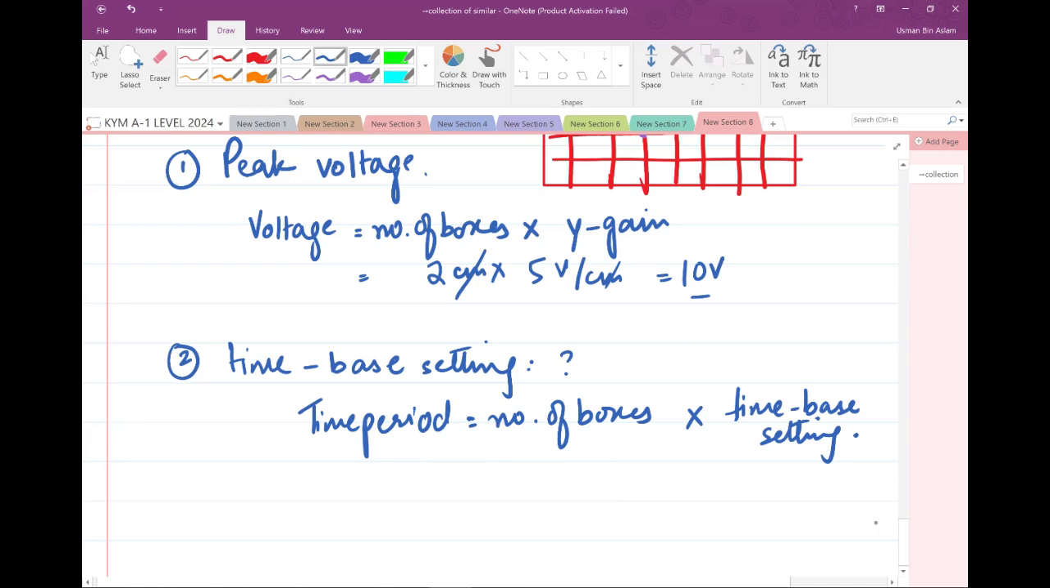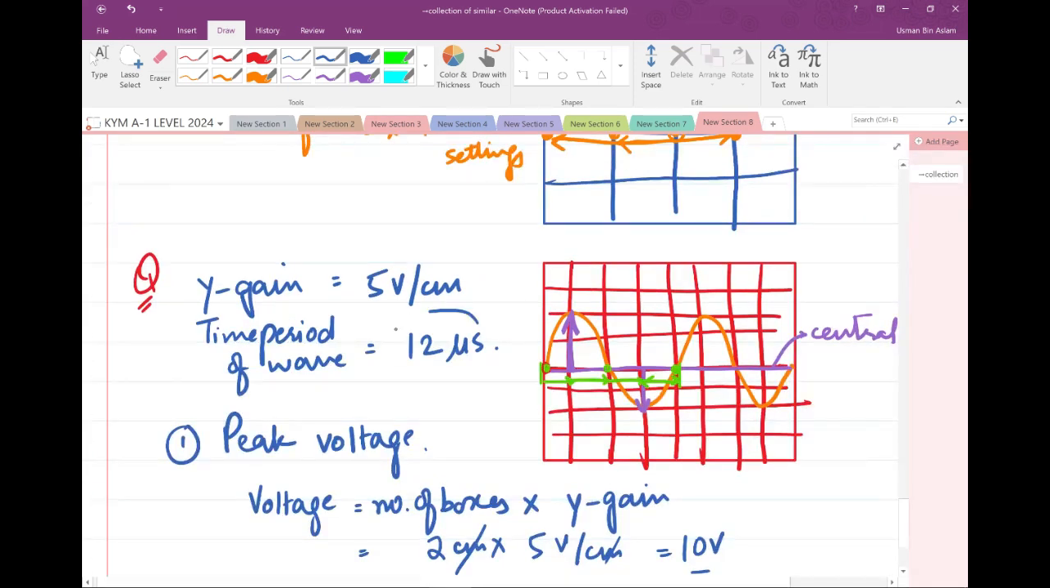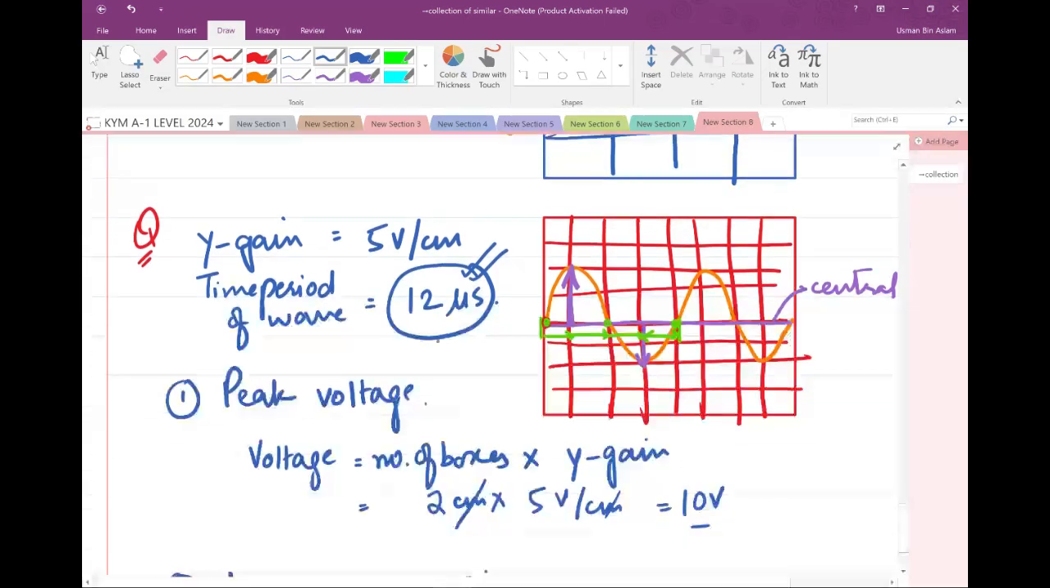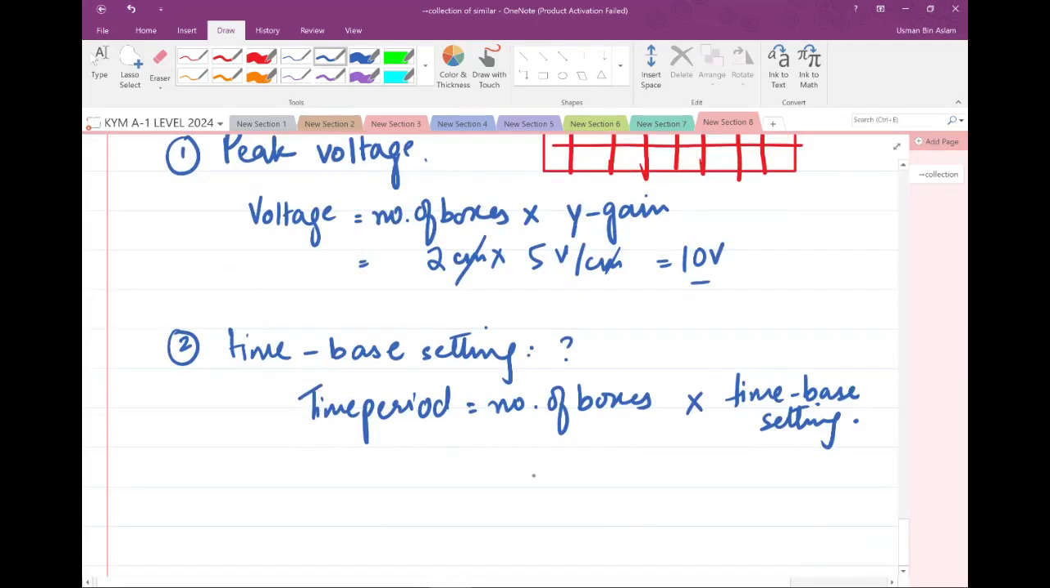The time period was given in the question, that was 12 microseconds. That means these 4 boxes here will be representing this much time, because the time period of the wave is the time in which one complete wave is formed. It's given in the question that 12 microseconds is the time period, and from the diagram, we see that the wave is spanning over 4 boxes. So time period is 12 microseconds and the number of boxes is 4.